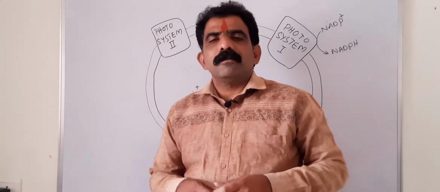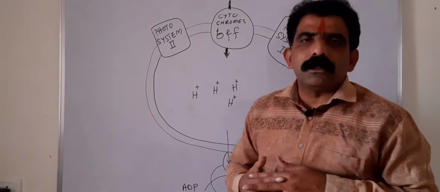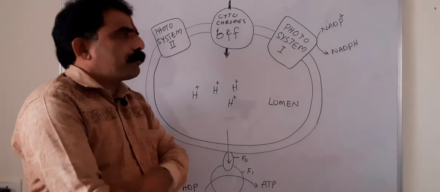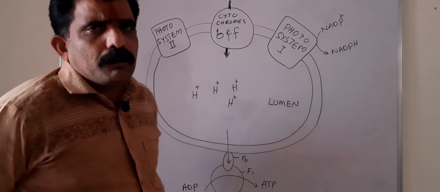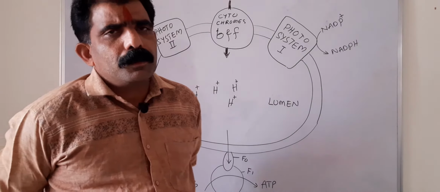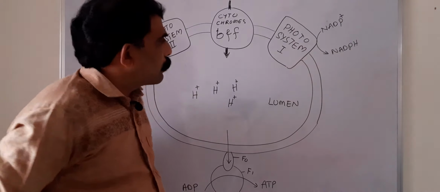Hi, good afternoon. In this session, I'm going to discuss Peter Mitchell's chemiosmotic theory, which explains the formation of ATP, in both cases, in mitochondria and chloroplast. In the mitochondria, oxidative phosphorylation takes place, whereas in the chloroplast, photophosphorylation takes place.